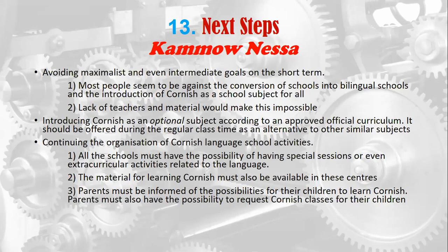we must be clear, it may take years until a considerable number of schools may be able to offer Cornish. In the meantime, all these schools must have the possibility of having special sessions or even extracurricular activities related to the language. The material for learning Cornish must also be available to these centers, and parents must be informed of the possibilities for their children to learn Cornish. Parents must also have the possibility to request classes for the children, and the schools in turn should contact the authorities in order to be able to fulfill the parents' demands as much as possible. Obviously, nobody can make any miracle about that.